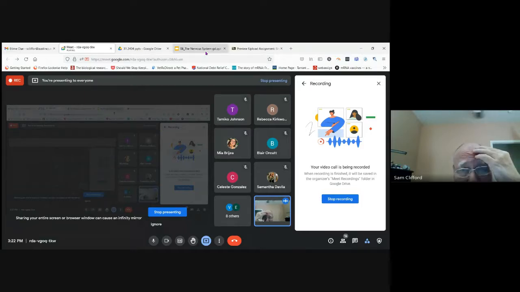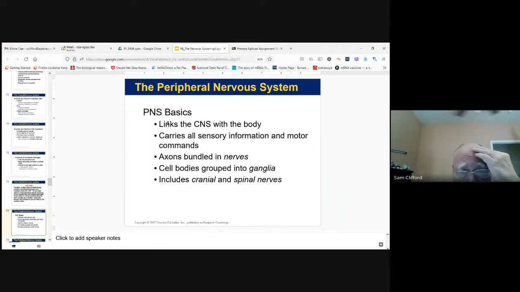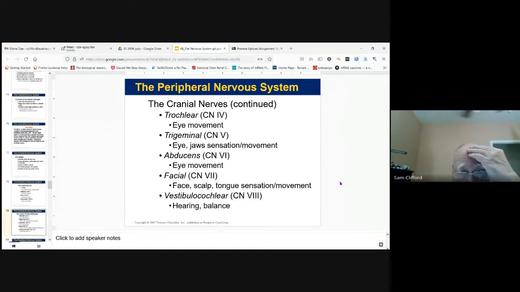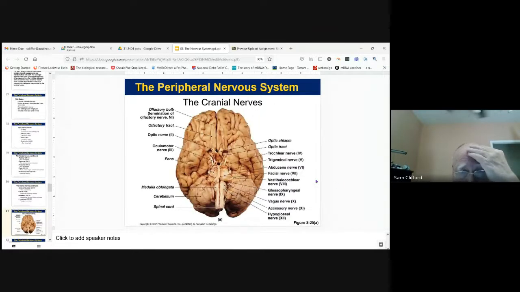So if we keep looking at the nervous system, the peripheral nervous system, everything outside of the central nervous system is the peripheral nervous system. Axons are bundled in nerves, cell bodies that are out of the central nervous system and occur in the periphery. It includes cranial and spinal nerves.